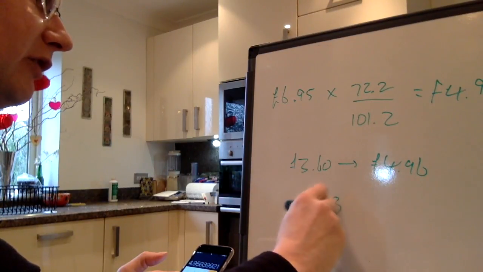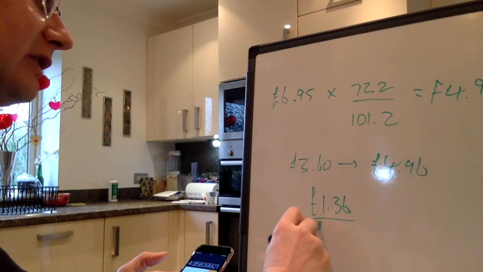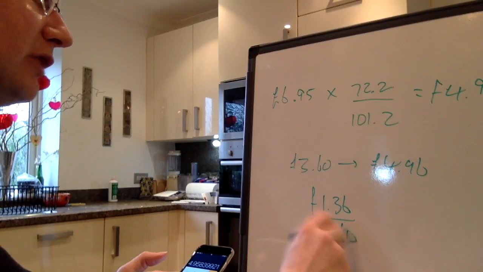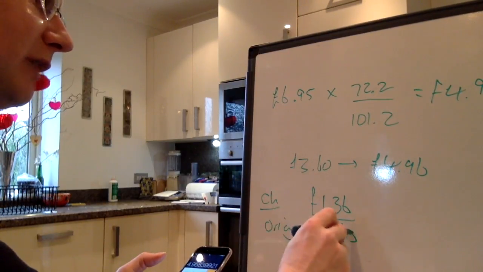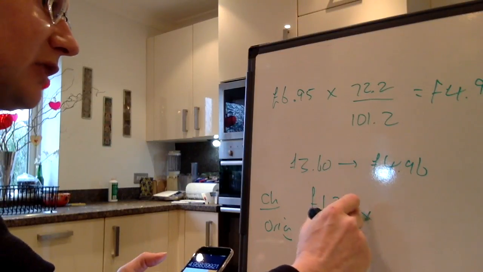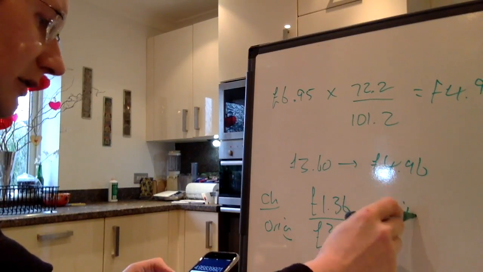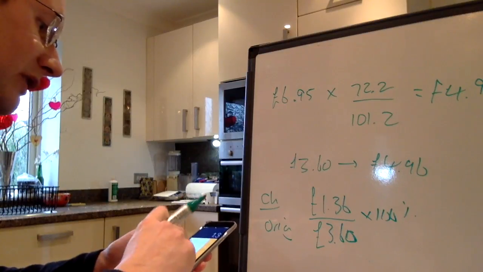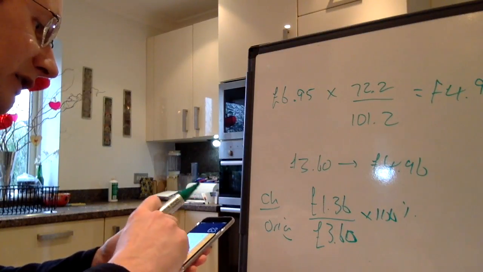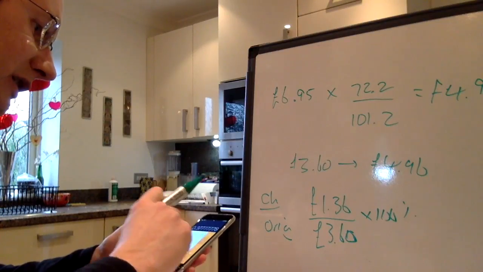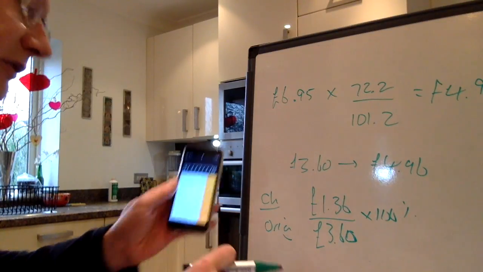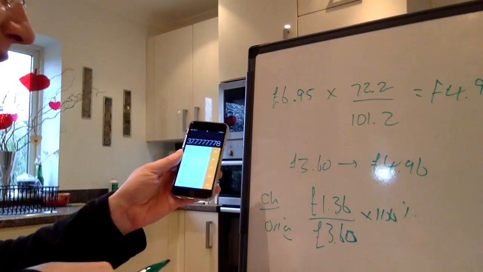We can discover that the minimum wage has gone up by £1.36 compared with an original, so it's the change over the original of £3.60 times 100%. If we do that, then 1.36 divided by 3.6 times 100 equals 37.7%, near enough.